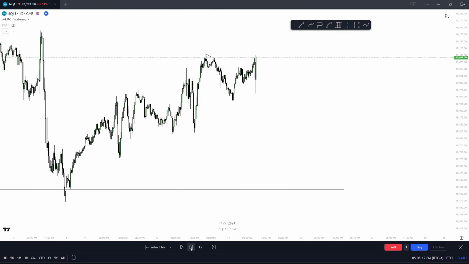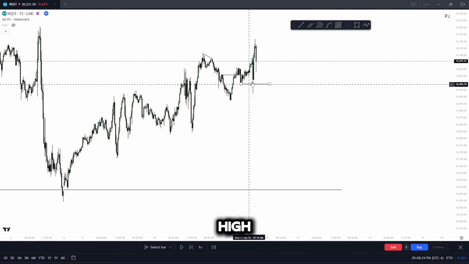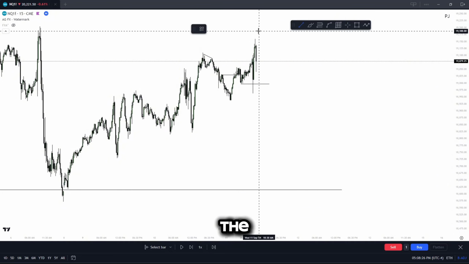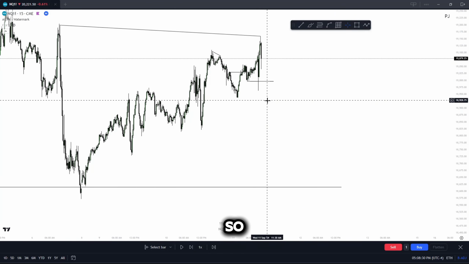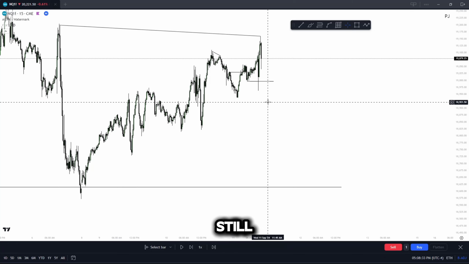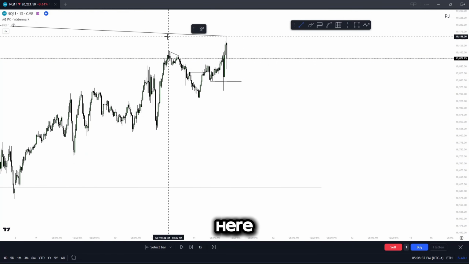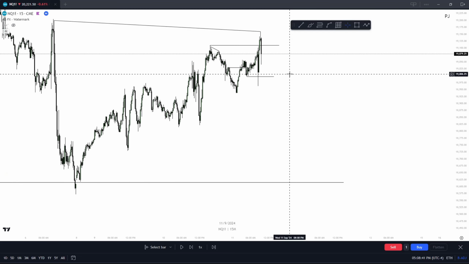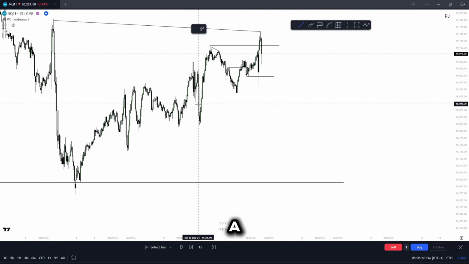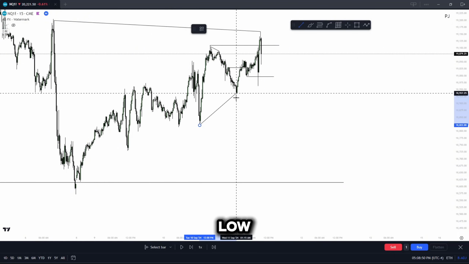We see news delivers lower than higher, past the high, and we see we reject the high. We now build up low resistance liquidity, so we're still bullish. There's still no reason to not keep your eye on the draw on liquidity here. We've just now purged the buy side here. So what can we expect? A purge on a time-based liquidity level. We have low resistance here.